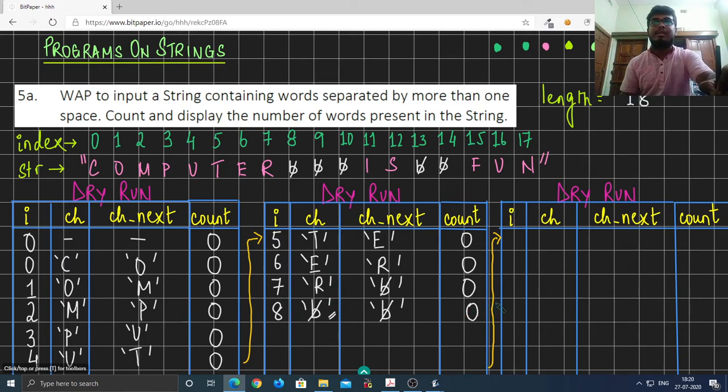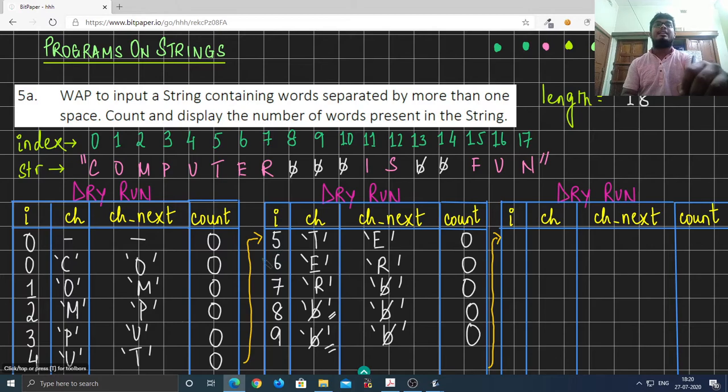The count still remains 0. We increment the value of I again, and we get another character which is a space, and the character following it is a space again. Now, the current character is a space, but the character following it is not a non-space character. Therefore, we ignore this space as well. This space will also not be taken into consideration.